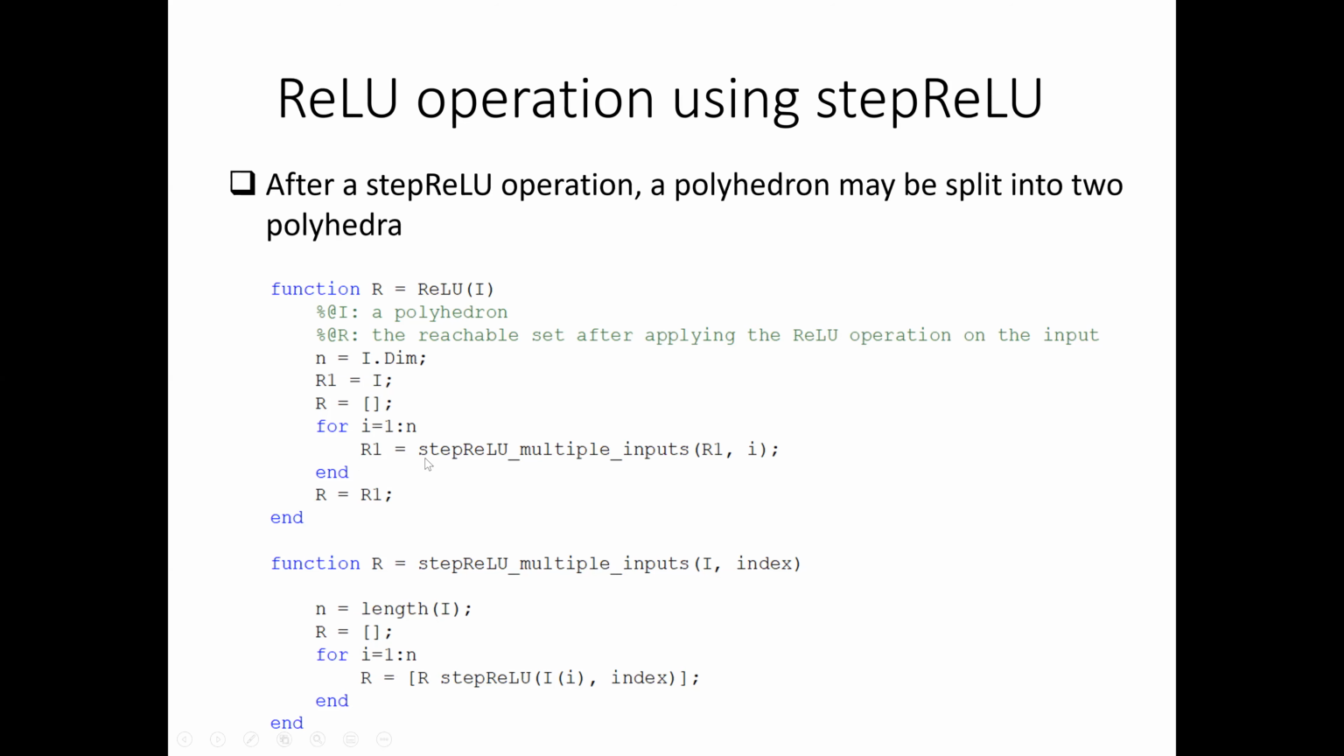However, what I call here is the step ReLU with multiple inputs function, and this function is gonna call the step ReLU for each specific input. Okay, so suppose after the first step ReLU operation we have n polytopes, and then we're gonna call the step ReLU for these n polytopes with the same index. Okay, so that's how we can implement the ReLU operations using the step ReLU operations. Okay, and let's see the video here.